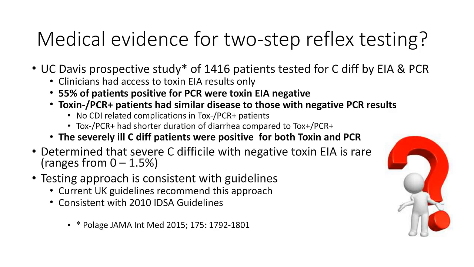So this helped supply medical evidence that the two-step reflex testing gave better treating information to the physician, better information about whether a patient really had serious C. difficile infection and required therapy. They determined that severe C. diff with negative toxin EIA was really rare. It really was all about the toxin being produced. And this testing approach was consistent with guidelines also found in the UK. They had adopted this type of philosophy as well, and it was also consistent with the 2010 IDSA guidelines. So this gave evidence that the two-step reflex type testing was a very good way to move.